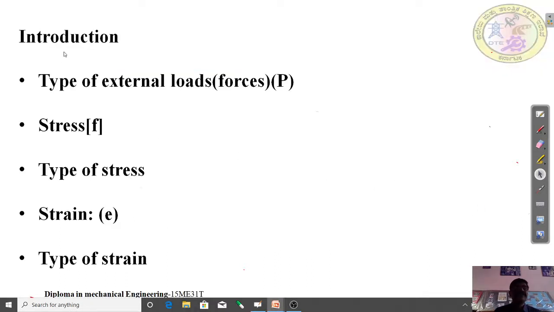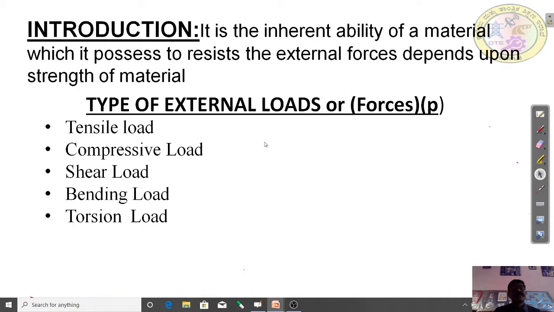In today's session, we have introduction, type of external loads, stress, type of stress, strain, type of strain. Introduction, as we are engineers and you are budding engineers, you use many materials to build a project which are made up of different materials, sizes and shapes.